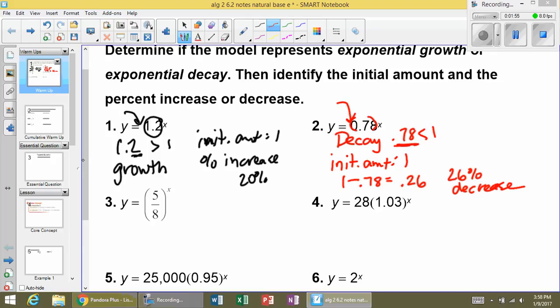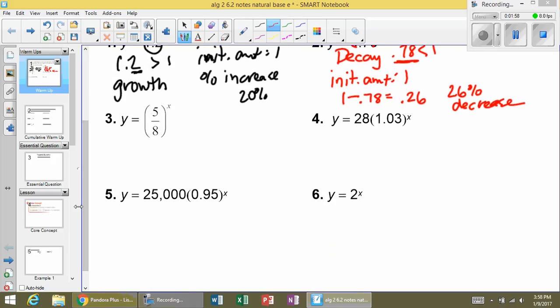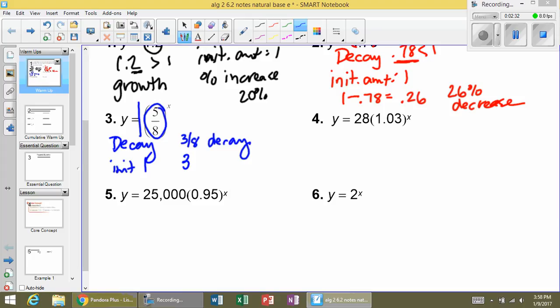All right, so please try it then for questions 3, 4, 5, and 6. You should have decay because your base is less than 1. Your initial amount is 1 again because that's the number that's in front of the base. And this is going to be a 3/8 decay. And so if you happen to have a calculator handy, 3 divided by 8 is going to give us a 37.5% decrease.